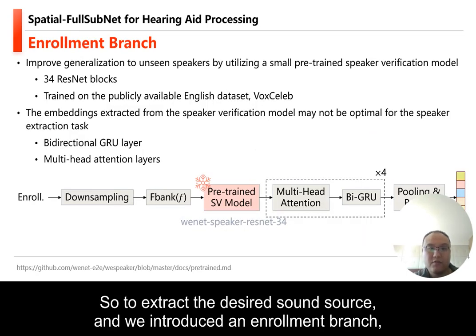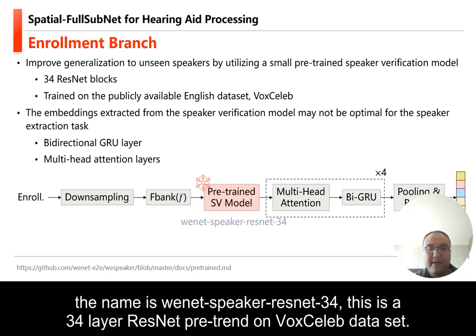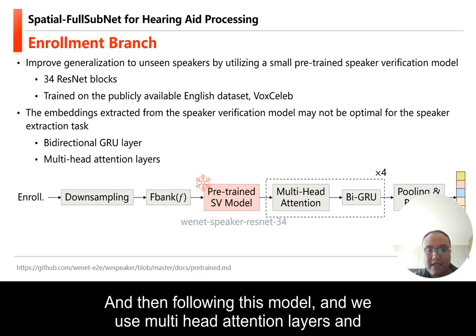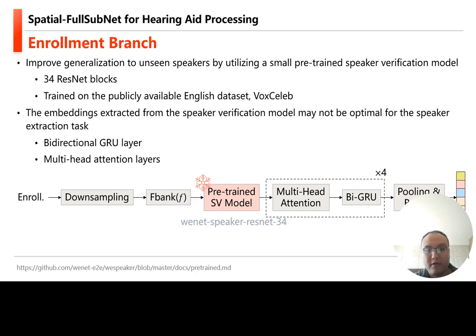To extract the desired sound source, we introduce an enrollment branch, and we use a pre-trained speaker verification model, specifically VoxCeleb ResNet34, which is a 34-layer ResNet pre-trained on the VoxCeleb dataset. Following this model, we use multi-head attention layers and bidirectional GRU layers to fit this feature into our main block.